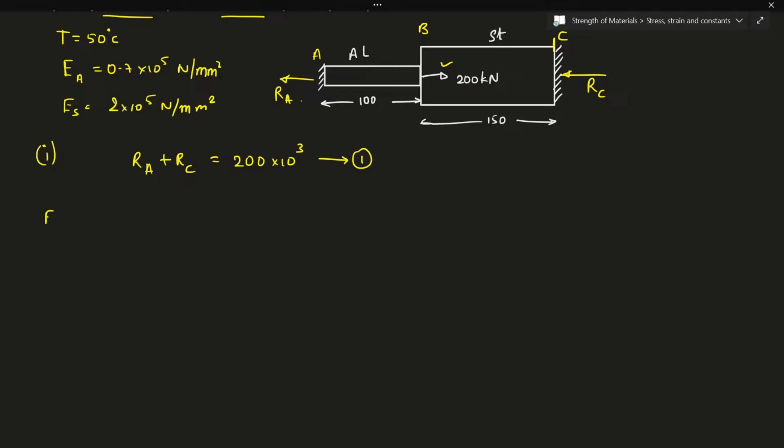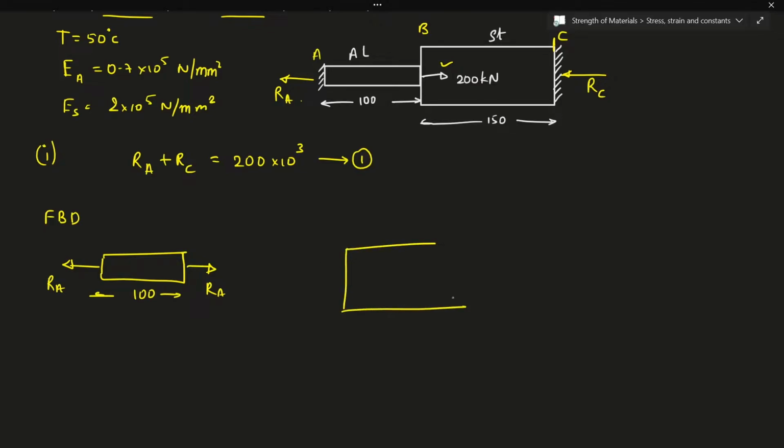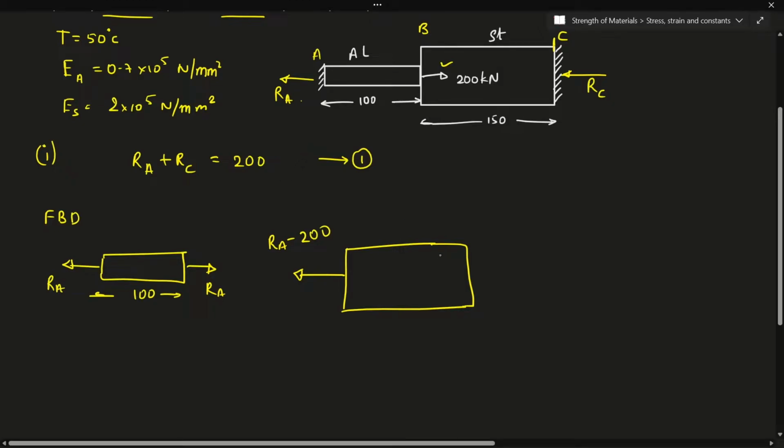Okay, now if I draw the free body diagram for all the sections, for the aluminium body it will look something like this. This is going to experience tensile loads. So the load here is RA, which is what we are going to find out here. The length is 100. And about the steel body, again we are going to experience tensile load, and this value will be equal to RA minus 200. I'll keep everything in kilonewton itself so it won't be confusing.